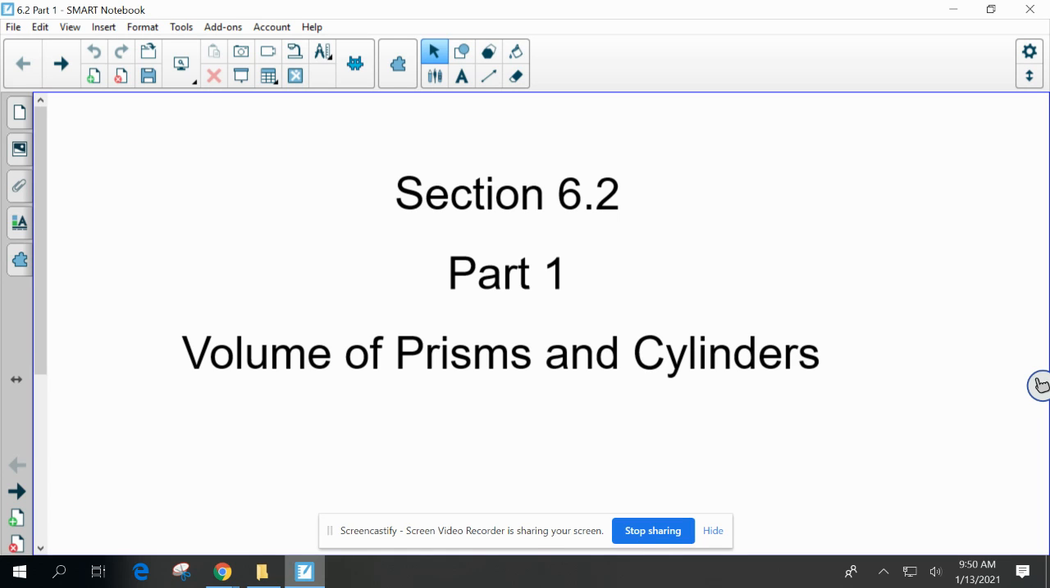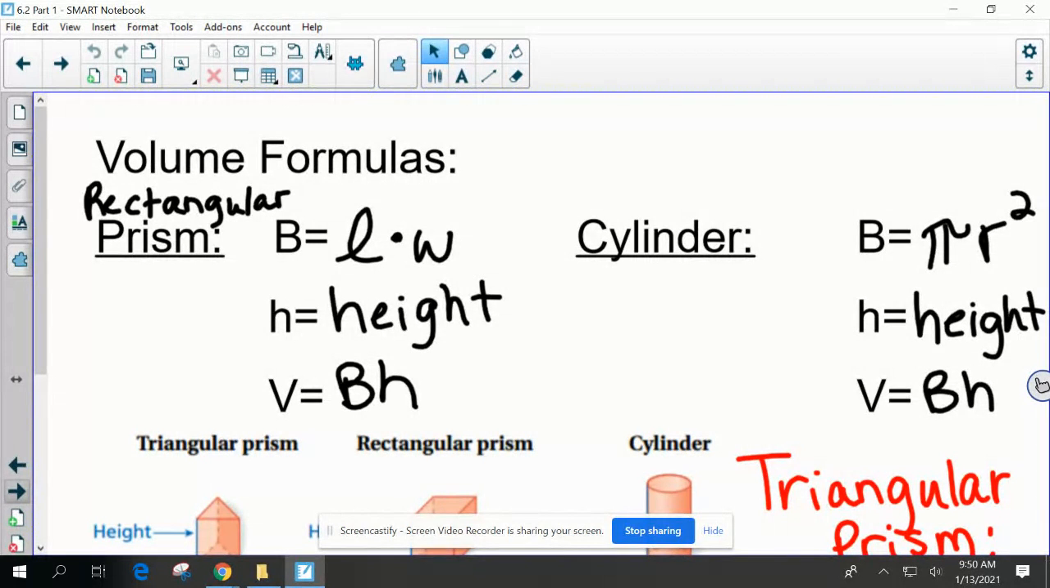All right, so this is section 6.2, part 1, and we are talking about the volume of prisms and cylinders. So if you can write down these formulas. The word rectangular is not on your notes outline. You're going to have to add that because we do have two different kinds of prisms we're talking about today. Capital B is not the same thing as lowercase b in these formulas.